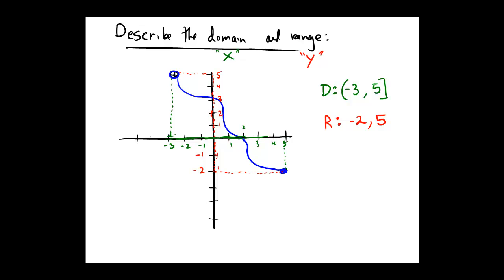Was -2 included? Solid dot. Yes, it is. Is 5 included? No, 5 was an open dot, so that would be a parenthesis. So the correct domain is from -3 to 5, and the range is from -2 to 5.